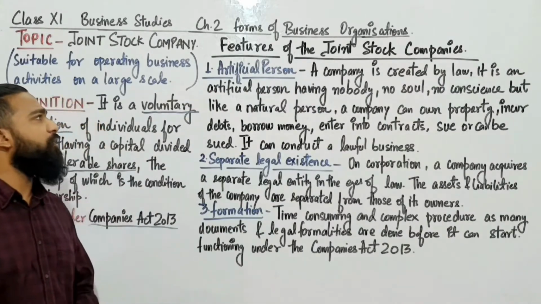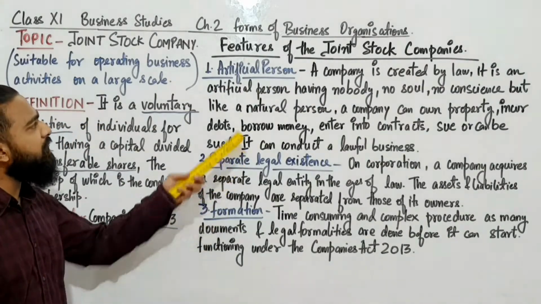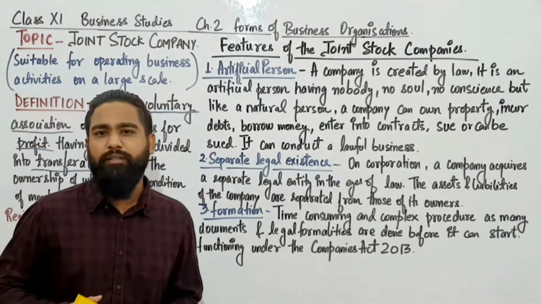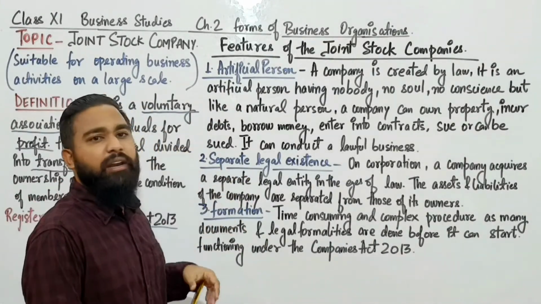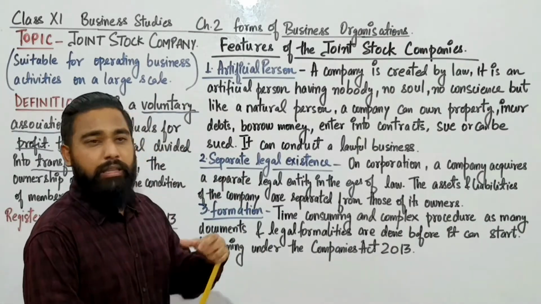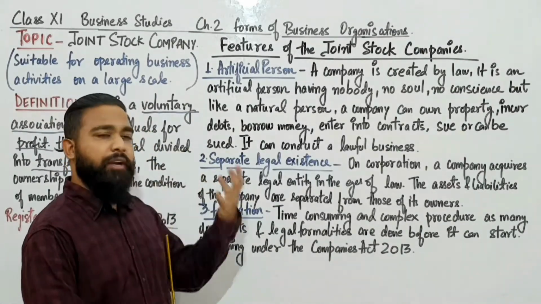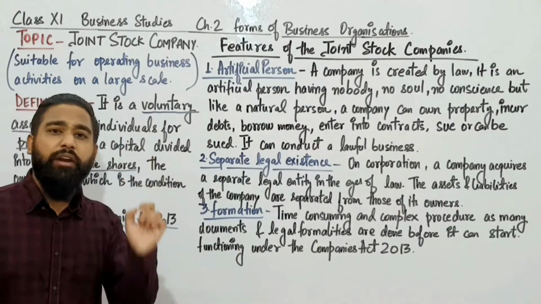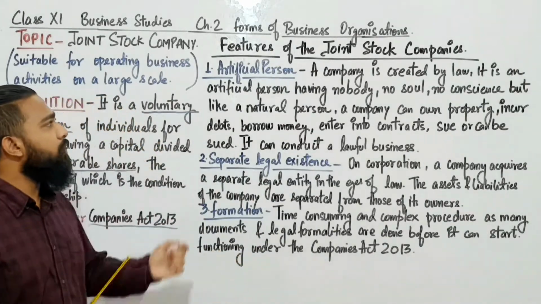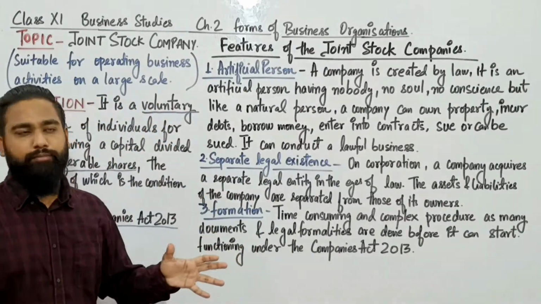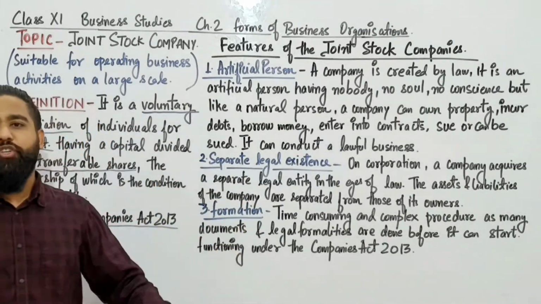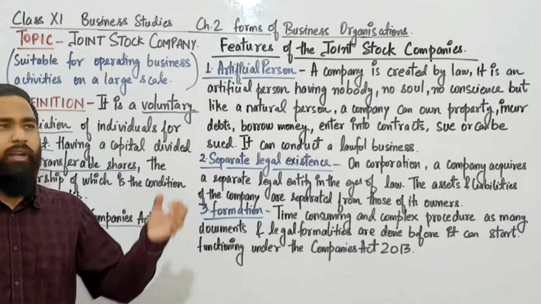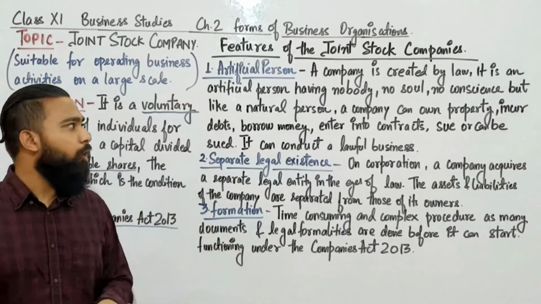Now students, let's start with the features of the joint stock company. Now what are the features? The first feature is that it is an artificial person. A company is created by law. The law creates it. It's not created by some people. No, it is created by law. So it is an artificial person, having no body, no soul, no conscience. It is an artificial body which is created by law.